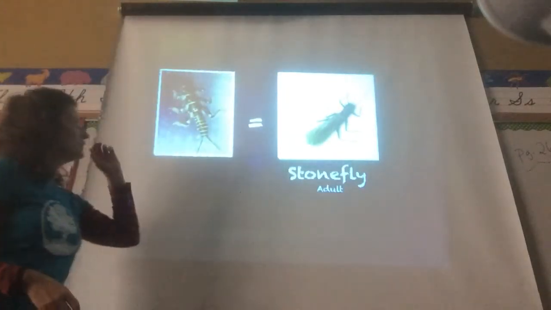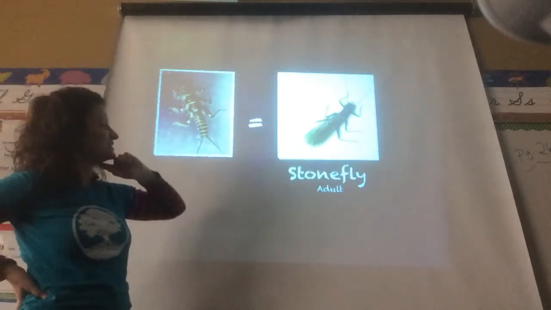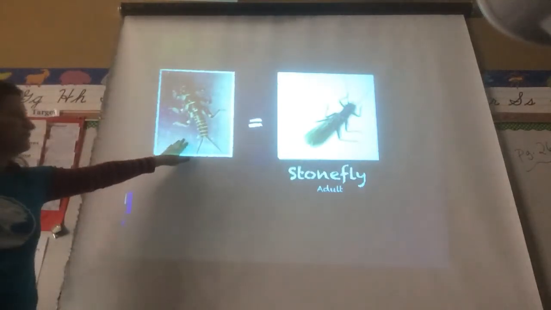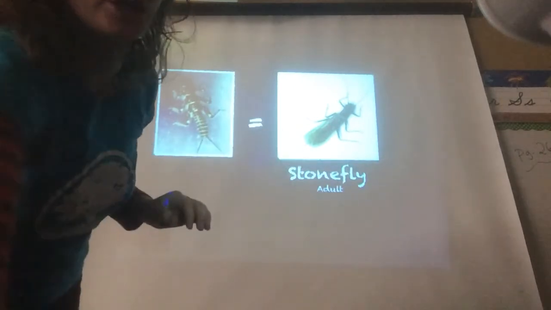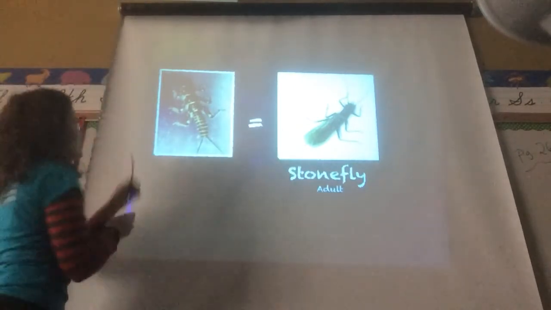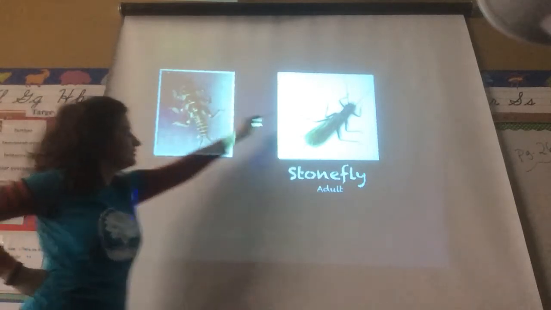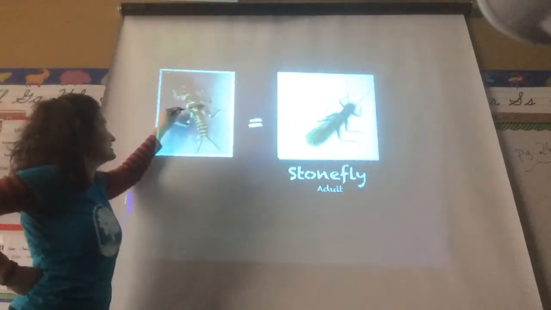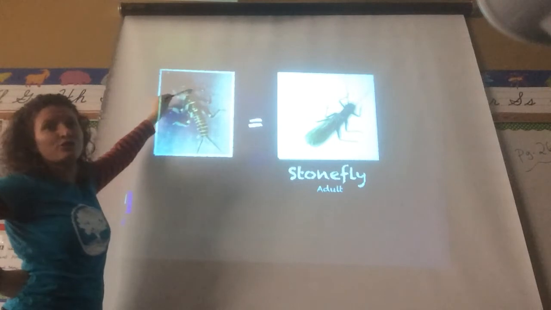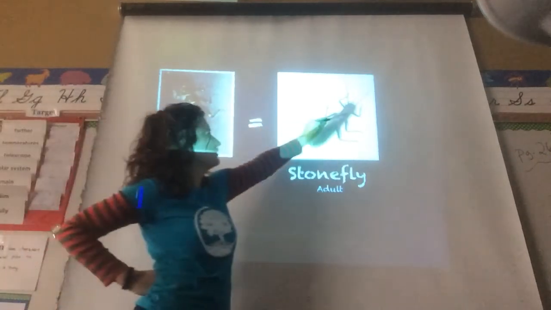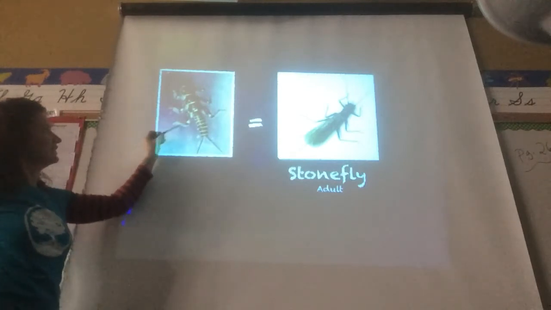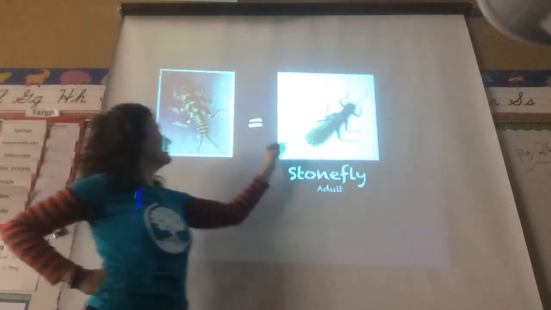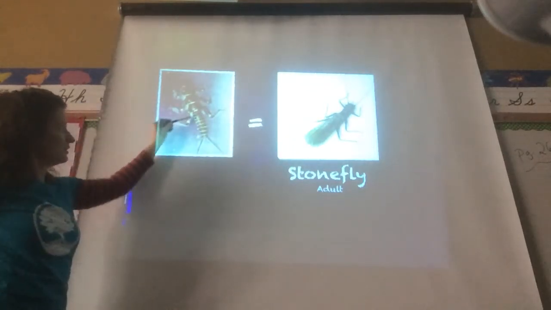Ew. Now, this is interesting. Okay, so here's the stonefly nymph, and here's the stonefly adult. This is interesting. Let's take a look. Does it have a head? What's this? The thorax. The thorax, what attaches to the thorax? The abdomen. Legs and the wings, right? And then what's that? Okay.